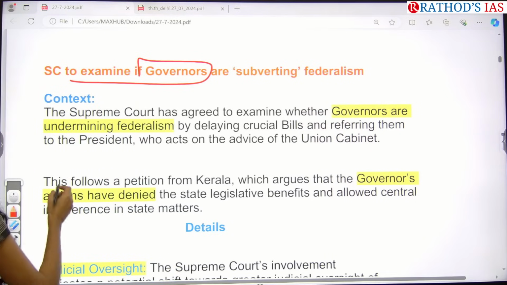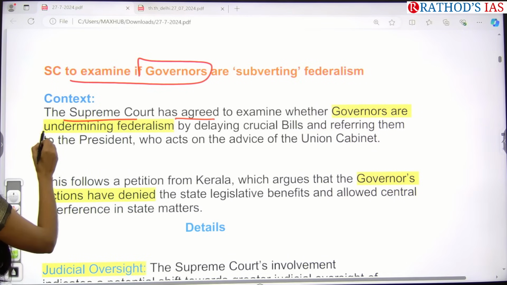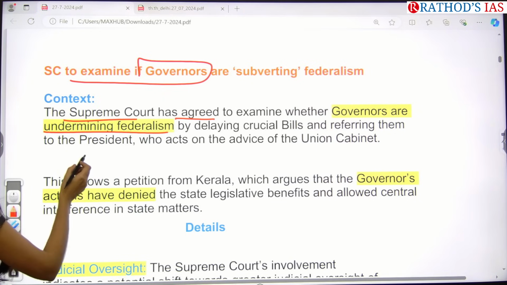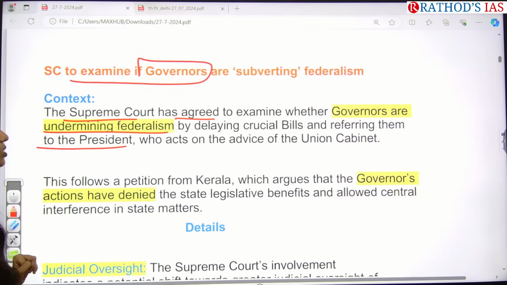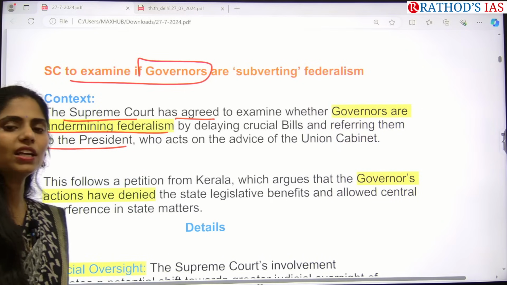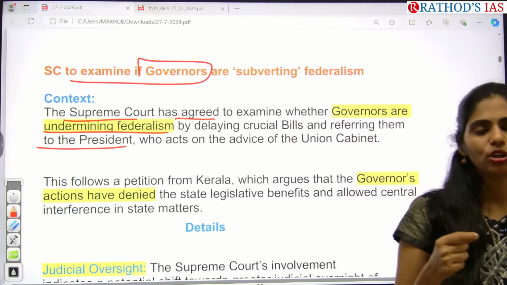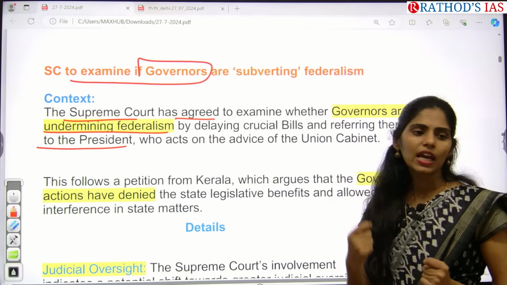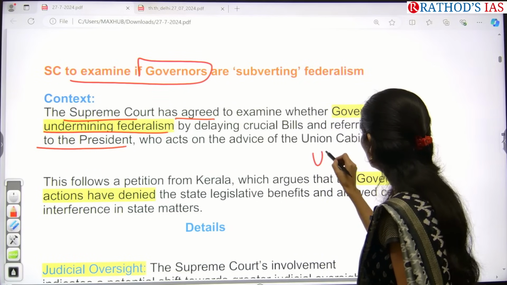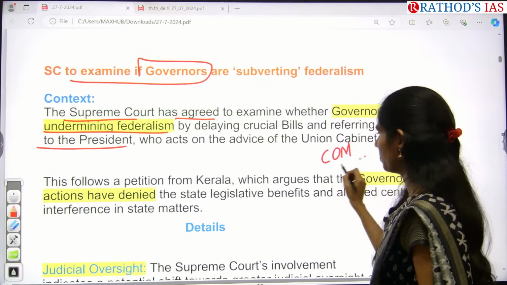This article is saying that the Supreme Court has agreed to examine whether governors are undermining federalism by holding some crucial bills and referring them to the President, who acts on the advice of the Union cabinet. Whenever a bill is reserved for the President, we don't know when the President will give assent, because the President acts according to the aid and advice of the cabinet, or the Union Council of Ministers, COM, right?